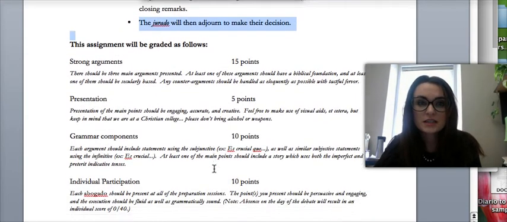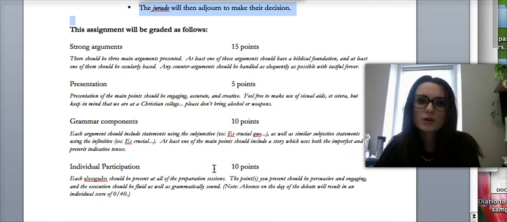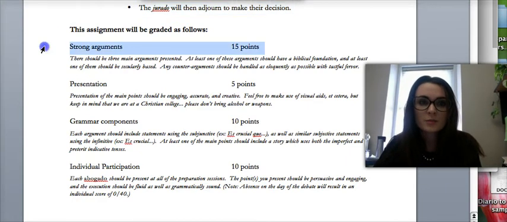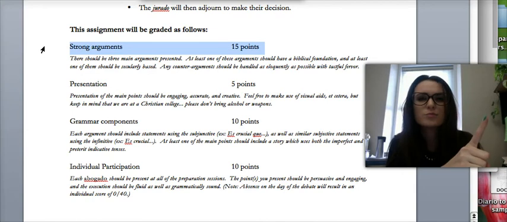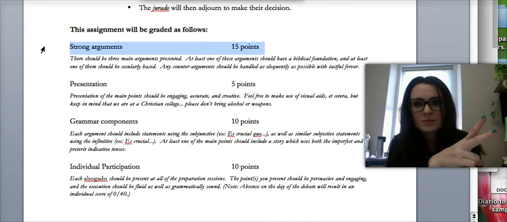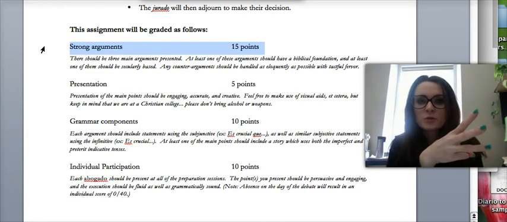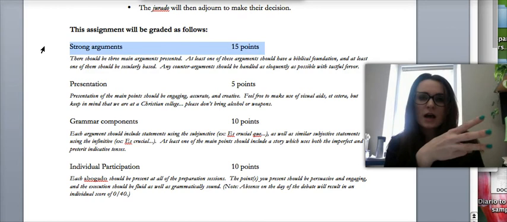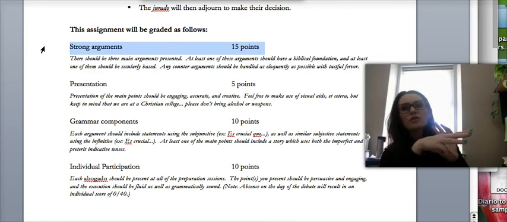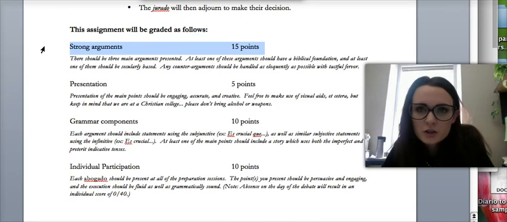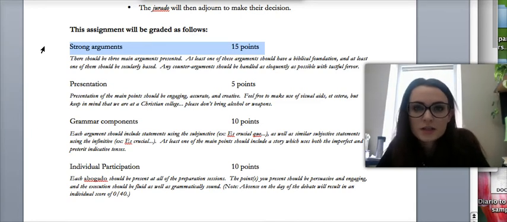So here you can see the assignment components as far as grading goes. You need to have 3 strong main arguments. At least one of the arguments needs to be biblical, and at least one of them needs to not be biblical or be secularly based. Your third argument can be whatever you choose, but there needs to be a mix in there of at least one biblical argument and one secular argument. So any counter-arguments should be handled as eloquently as possible with tactful fervor.